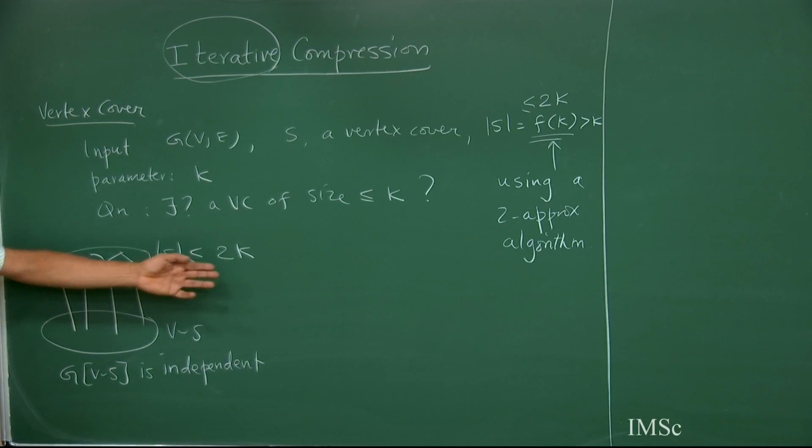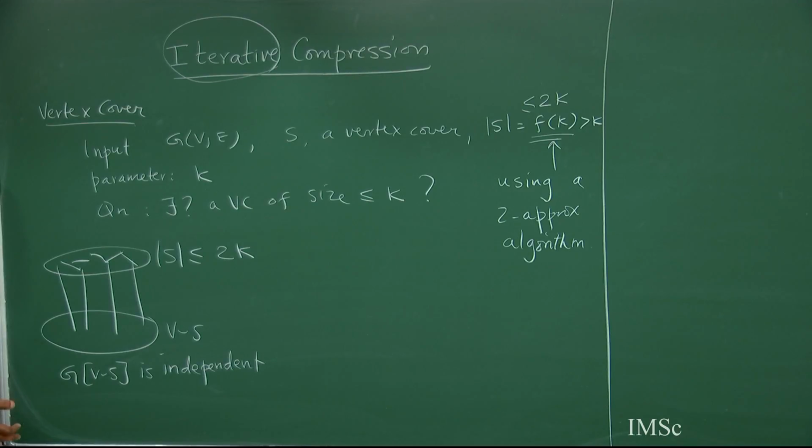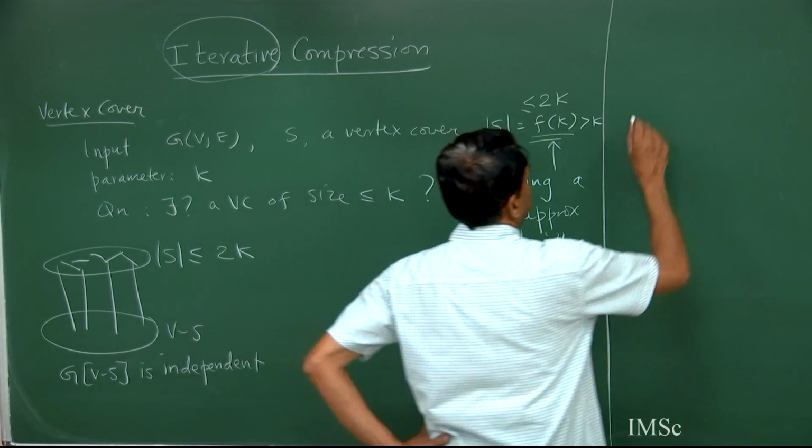Since this is of size at most 2k, I can guess the intersection of my solution with this. So, let us try that. I am looking for a vertex cover of size at most k, let us call it S prime. Now, S prime may intersect S in some number of vertices, it may not intersect at all, in that case the number of vertices it intersects is 0, but there are up to k possible intersections it can have, there is a vertex cover of size k. So, let me guess that and then see what is my new problem, and we will see that the new problem becomes completely trivial.